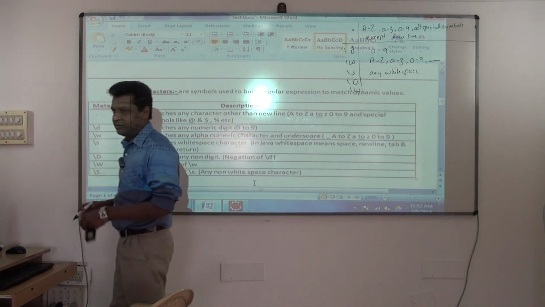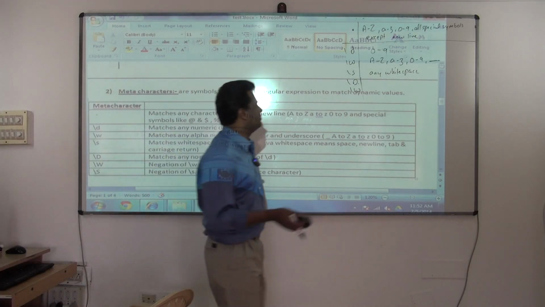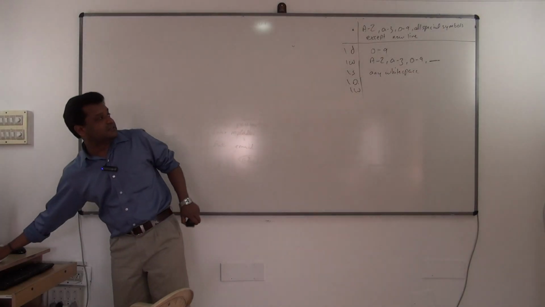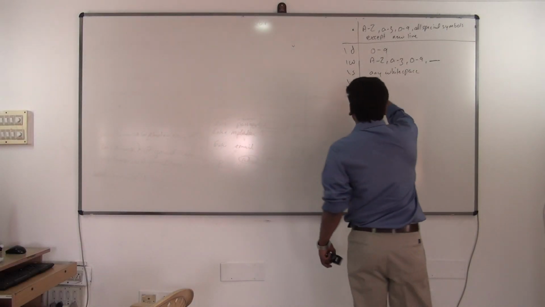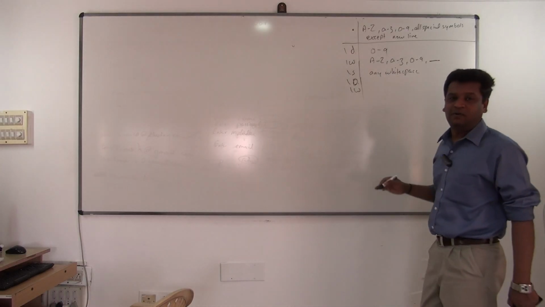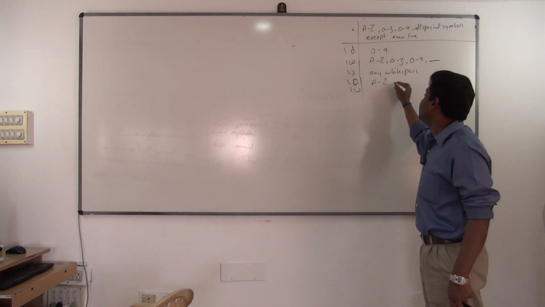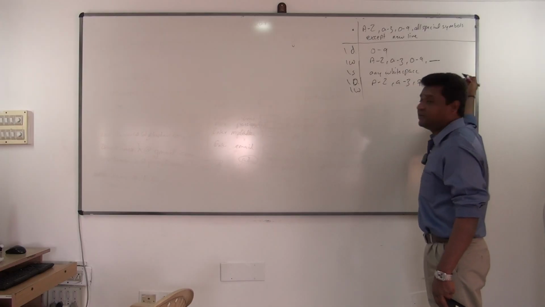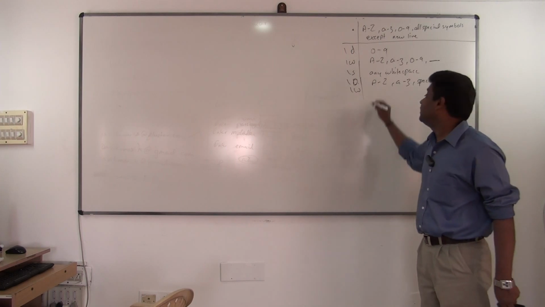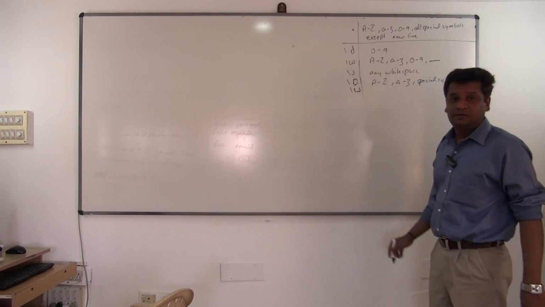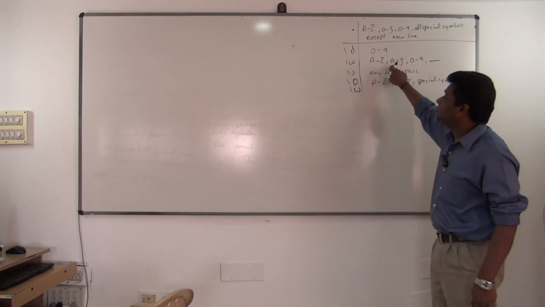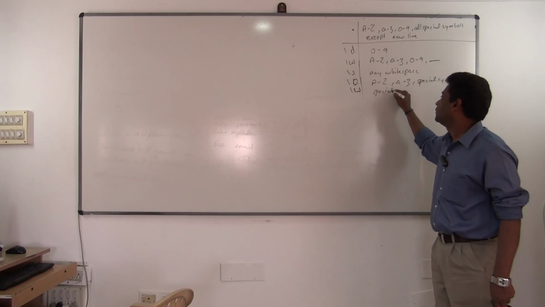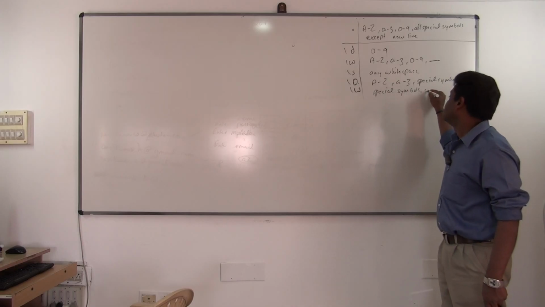You need examples to understand, so definitely I will give you examples. Are you understanding what negating is? Capital D means apart from 0 to 9, so it allows A to Z, special symbols, white space, everything. Capital W negates small w, so apart from that it will allow everything, like special symbols and white space.